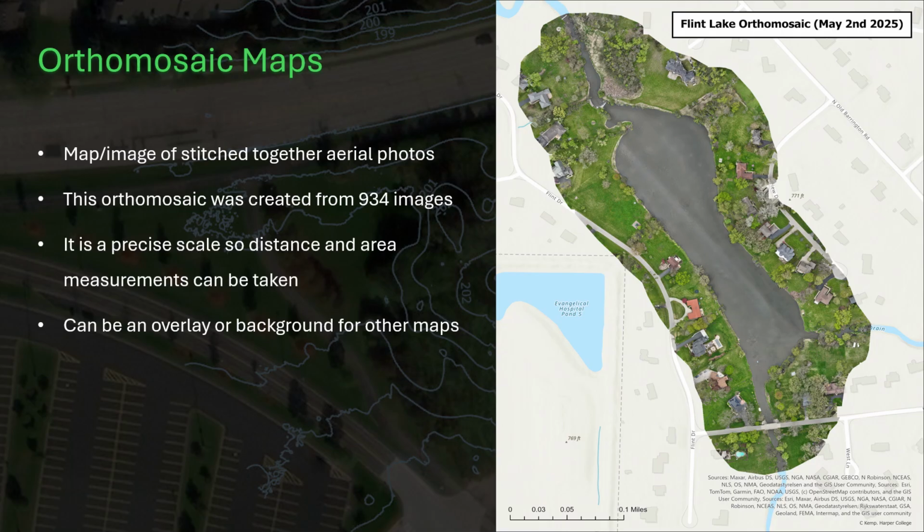I created this orthomosaic of Flint Lake from a Harper drone mission on May 2nd, 2025. The drone used was a DJI Mavic 3M using high accuracy global positioning. There were 934 images taken. An orthomosaic is very precise, so distance and area measurements can be taken. They can also be used as an overlay or background for other maps. They allow you to establish a baseline and track changes over time. This same imagery was taken back in 2024, and now they can be compared.